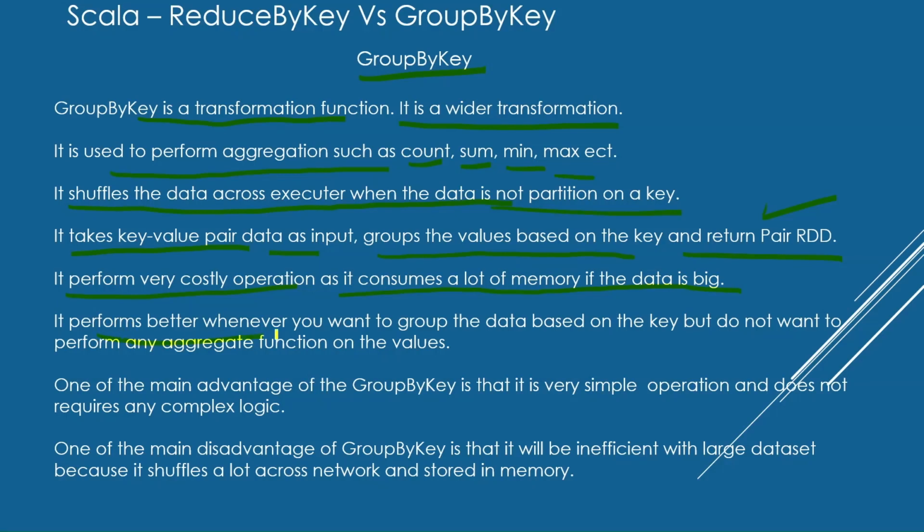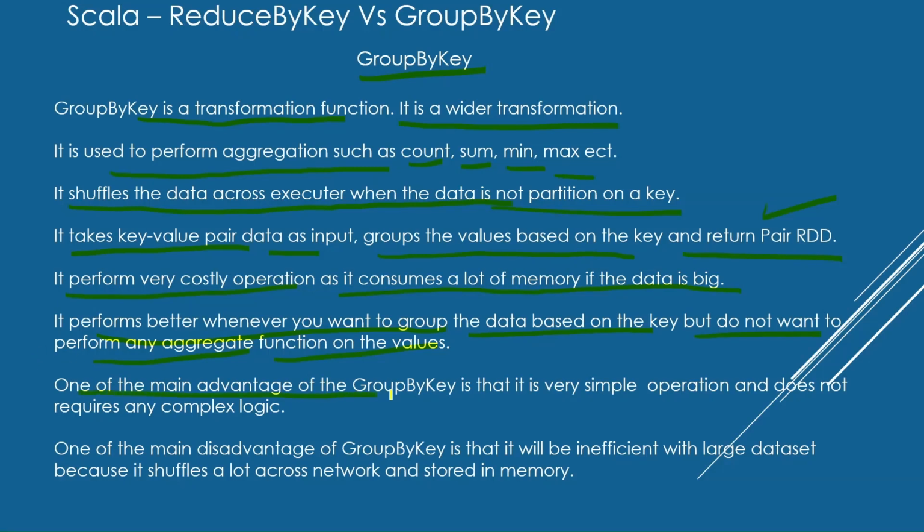It performs better whenever you want to group the data based on the key, but do not want to perform any aggregation function on the value. So there is one scenario where group by key will perform better: if you want to group the data only, but don't want to do any kind of aggregation function. In that case, group by key will be better than reduce by key.